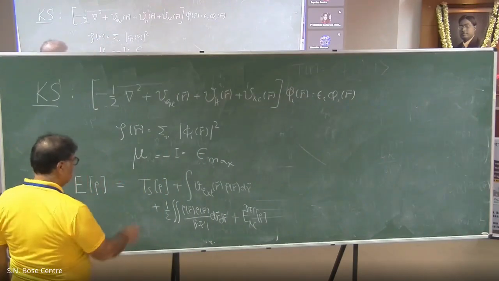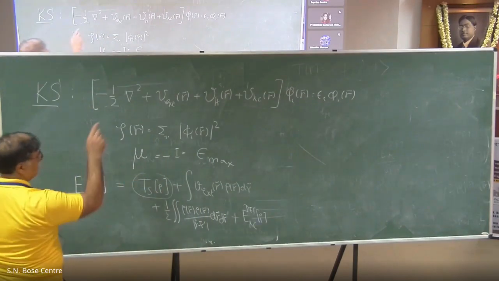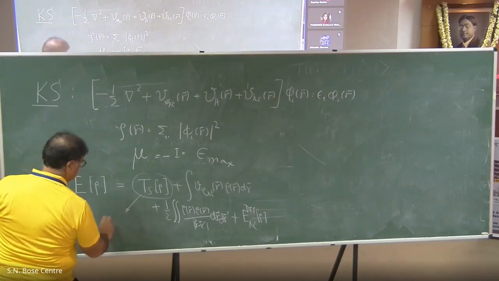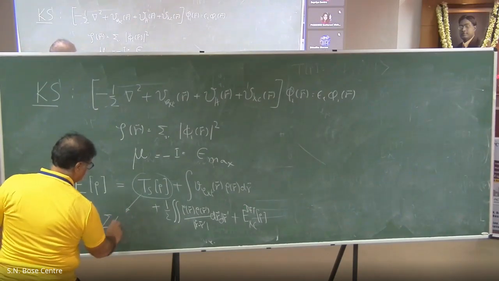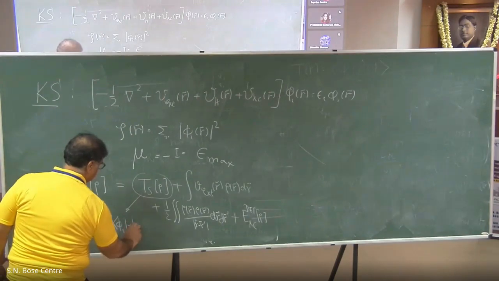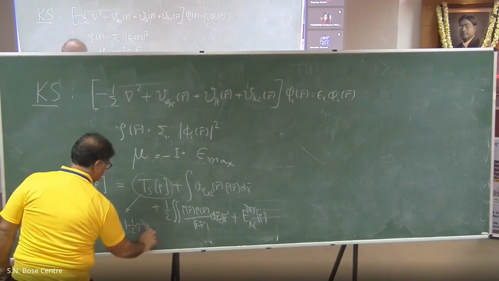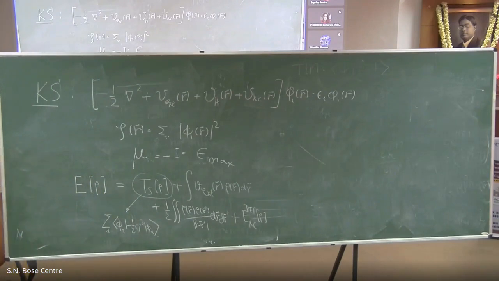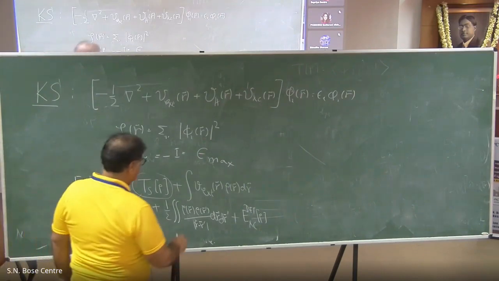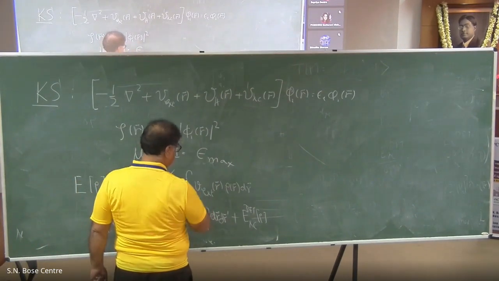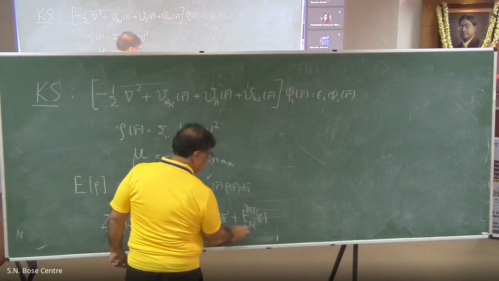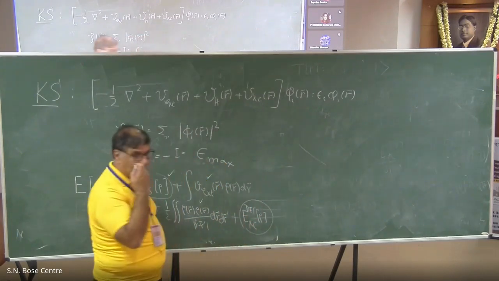And this T_s[rho], because I'm solving the Kohn-Sham equation, is actually equal to the summation over i of minus half del squared on psi_i. So having solved this equation, I'm getting everything back. So far I'm not making any approximation. Now this I can calculate, this I can calculate, this I can calculate. This is the only thing that needs to be approximated.